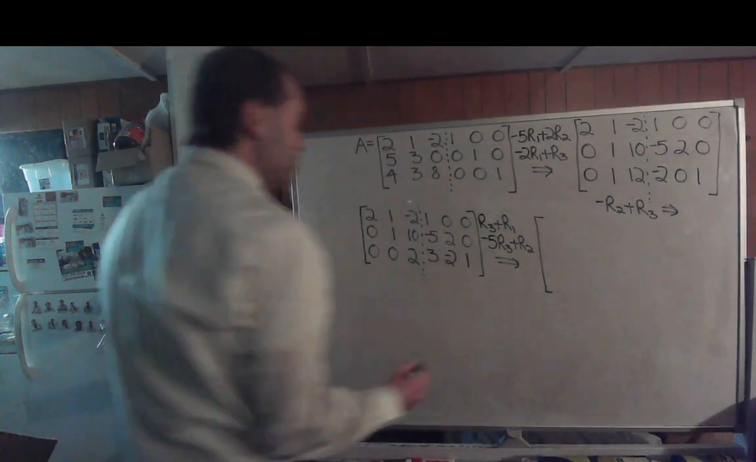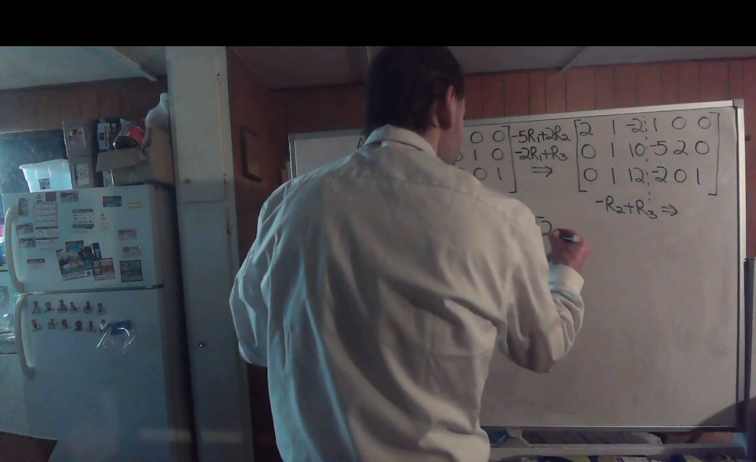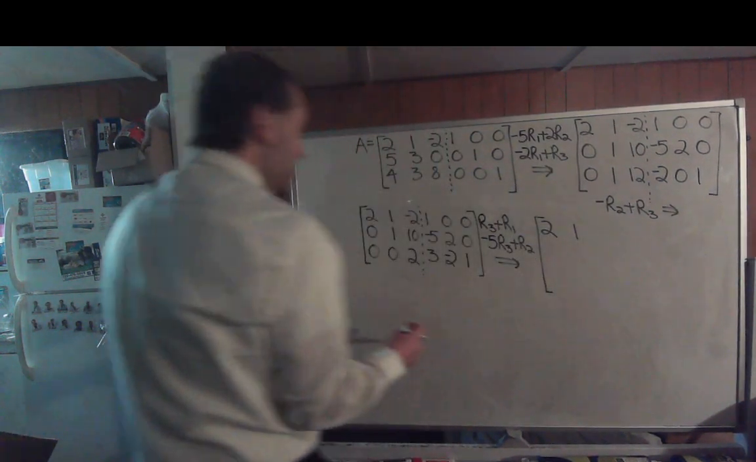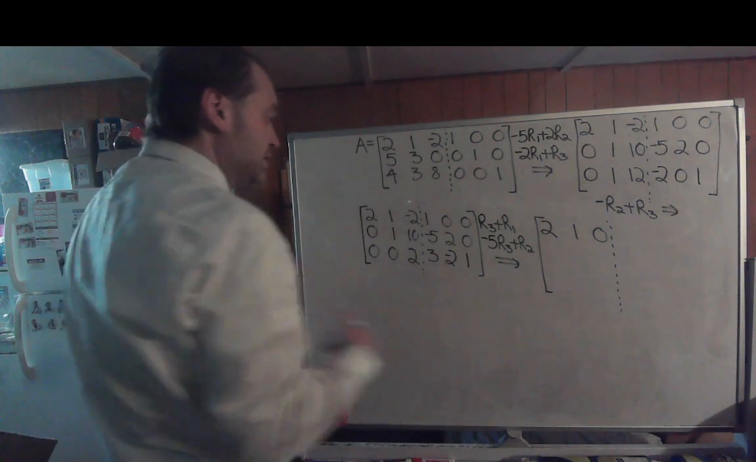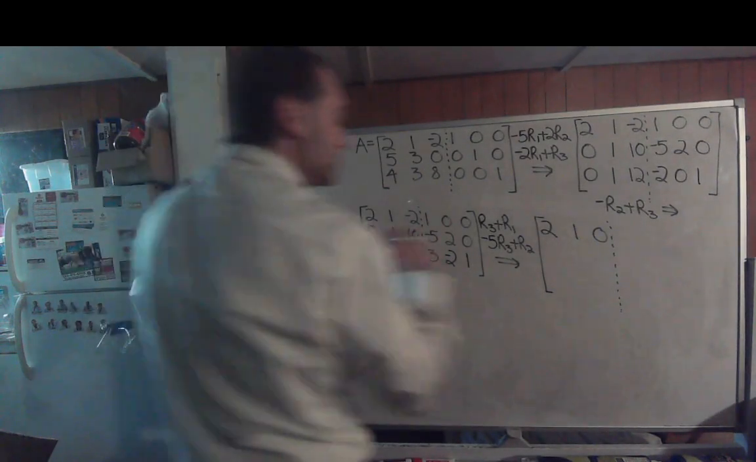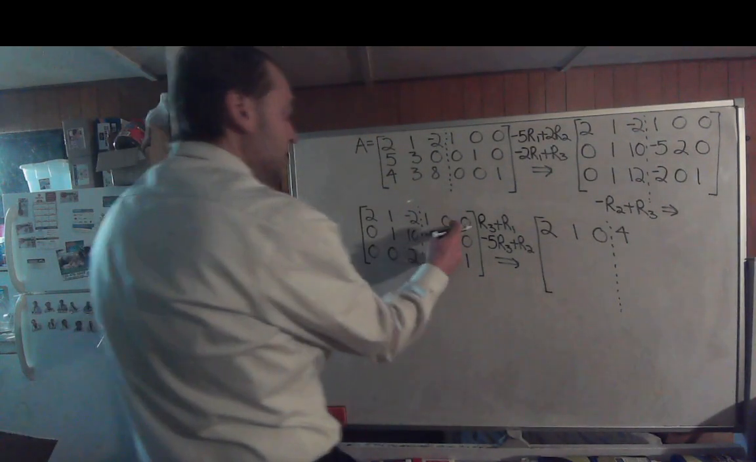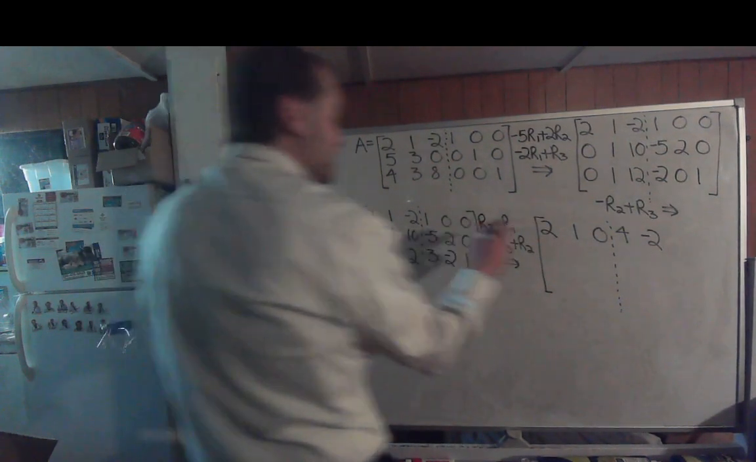So let's see, rows 3 to 1, well, 0 plus 2 is still 2. 0 plus 1 is still 1. Now, 2 minus 2 is 0. Alright, let's see, 3 plus 1 is 4. Negative 2 plus 0 is negative 2. 1 plus 0 is 1.